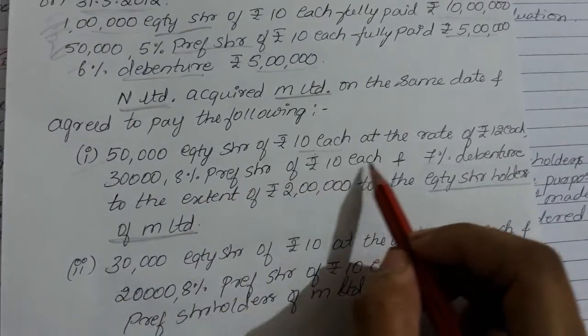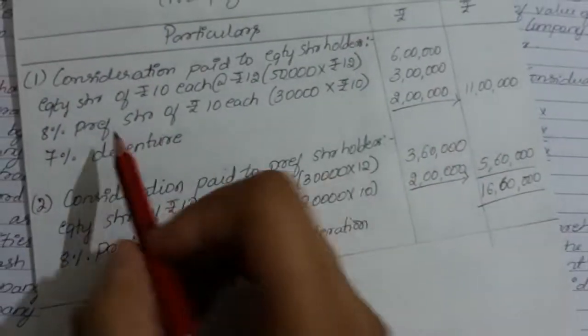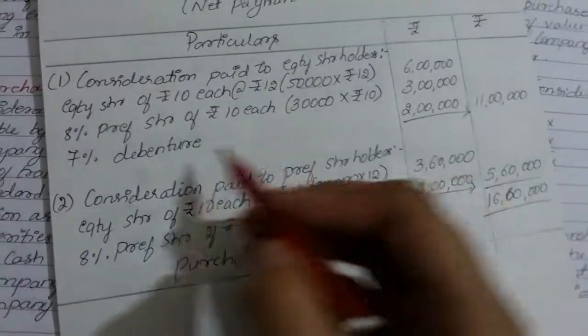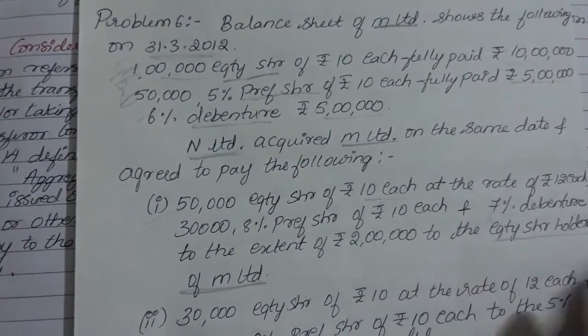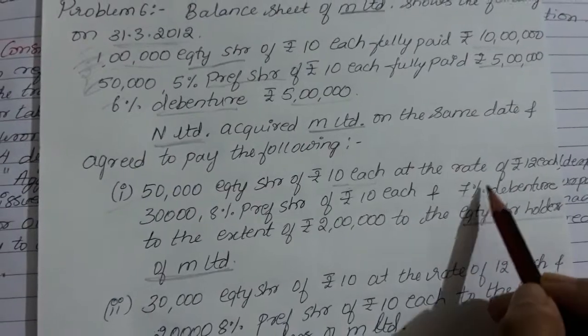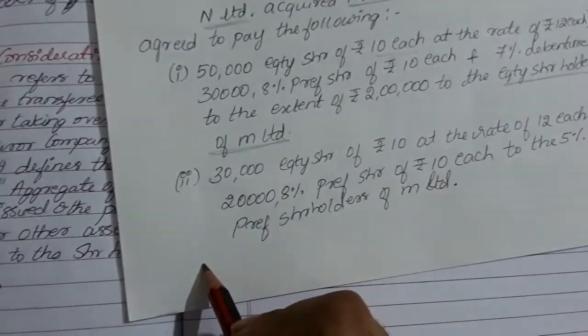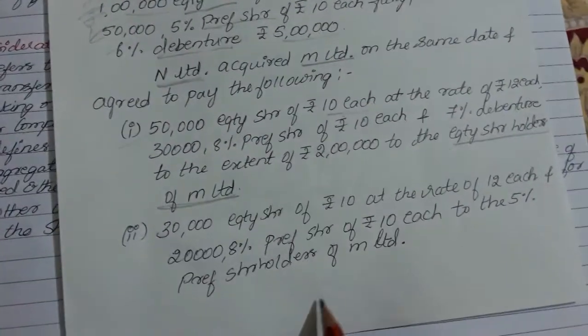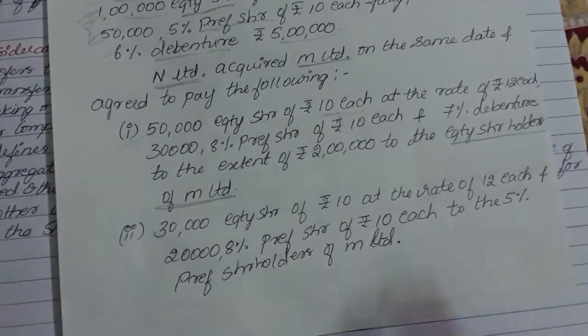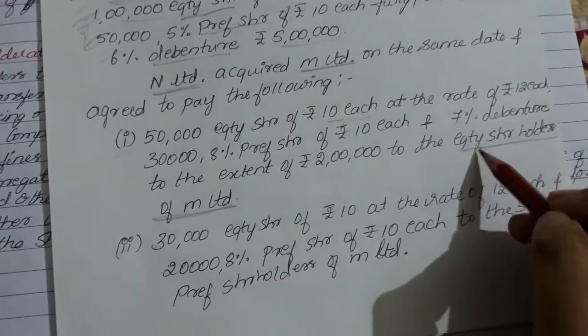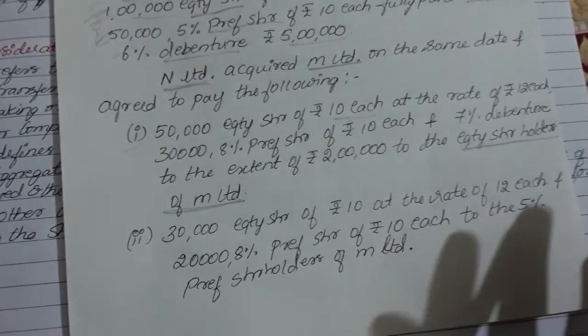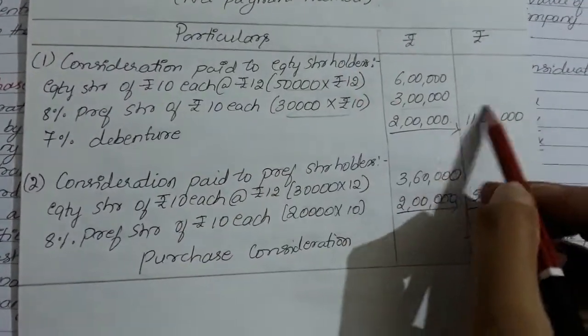The next payment is 30,000 8% preference shares of 10 each, so 3 lakh rupees. They are also given debentures worth 2 lakh rupees for equity shareholders. This is paid to the equity shareholders, so this can be considered. If the question states another point, for example 6% debenture holders were paid 10,000 or 20,000 rupees, that need not be considered. But payment made to equity shareholders in the form of debentures should be taken into consideration. Done. These are the things paid to equity shareholders, worth 11 lakh.